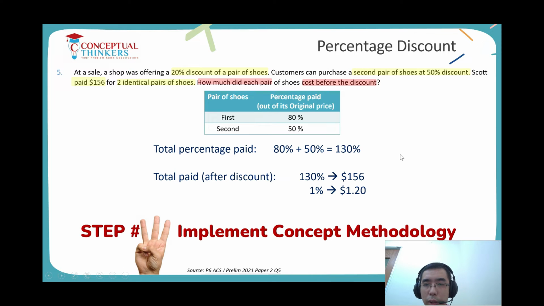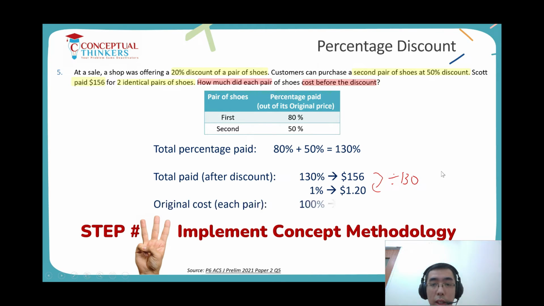So we can calculate 1%. So how do we do that? We just take this and divide by 130. You can do it with your calculator because this is a paper 2 question. Then to find the original cost, we just need to find 100%. So that will give $120.